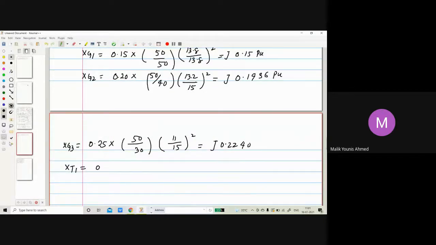So it is 0.1 multiplied by S base new is 50, S base old is 45, V base old is 11, and V base new on the generator side is 13.8, and this value comes out to be j0.07059 per unit. This is also in per unit. Everything will come out to be in per unit.